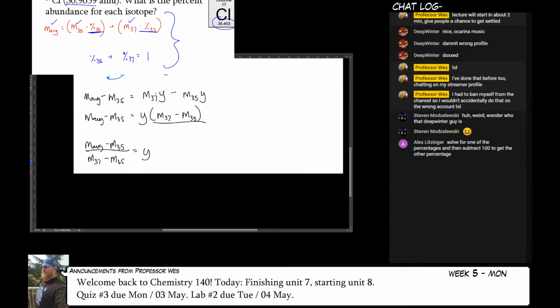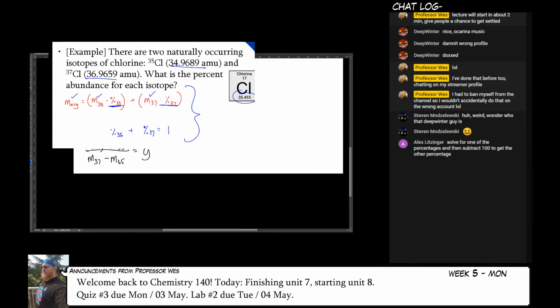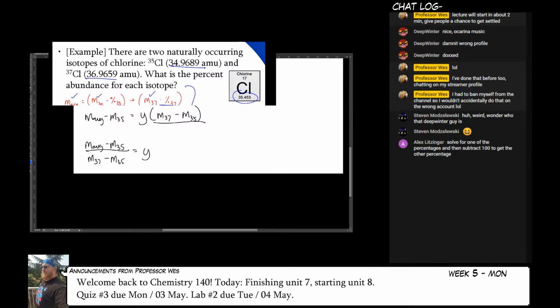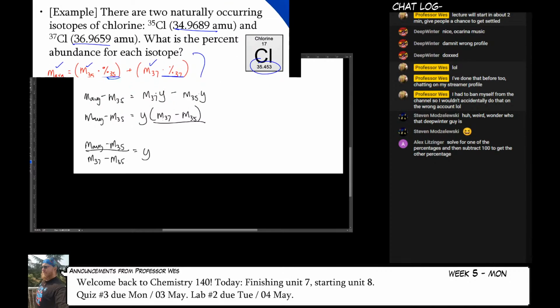So now I can take all these numbers that are in this problem here and the atomic weight of chlorine here, and we can solve the problem. So let's do that. So now we have the average mass, which according to the periodic table is 35.453 AMU, minus whatever chlorine-35 was, which was 34.9689 AMU, divided by the mass of chlorine-37, minus 35 again.